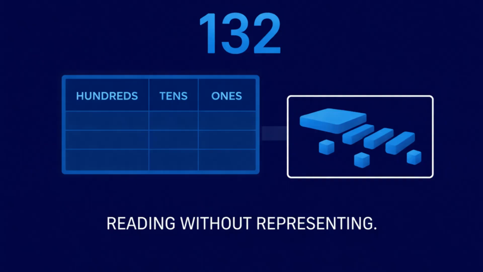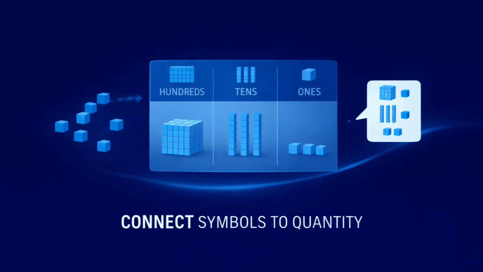In first grade, consider a student who can read multi-digit numbers, but struggles to explain what each digit represents. When shown a number like 132, the student can read it but cannot model it using blocks or drawings. Support might include building numbers with base 10 blocks, using place value mats, and asking the student to describe how many hundreds, tens, and ones they see. This strengthens the connection between symbols and quantity.